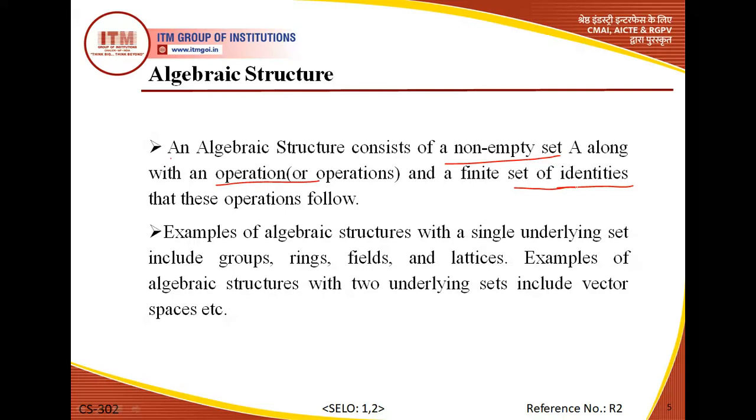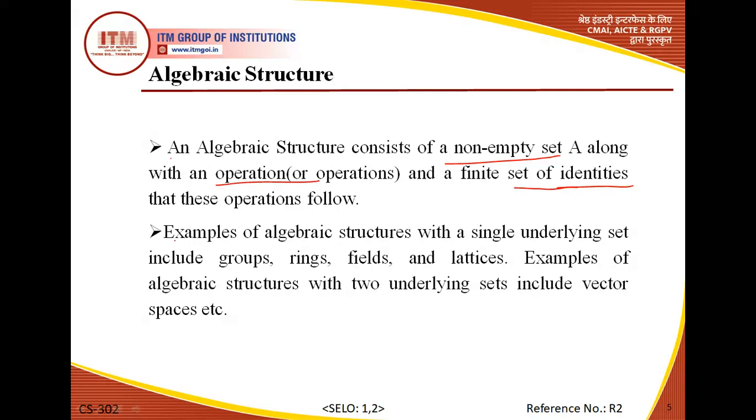Okay, so in each kind of algebraic structure, you have a set with an operation that follows certain properties, certain identities. This is what an algebraic structure is all about. Let's read this also. Examples of algebraic structures with a single underlying set would be groups, rings, fields, lattices.